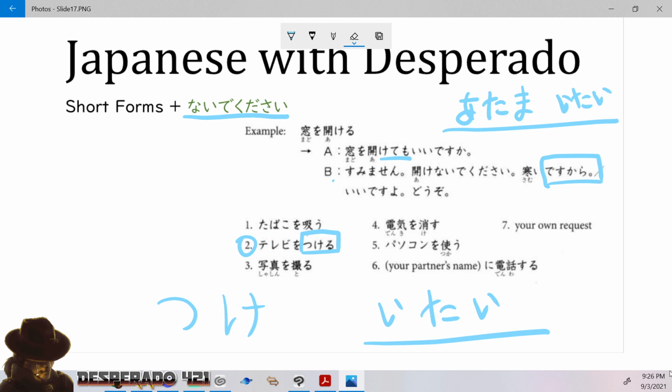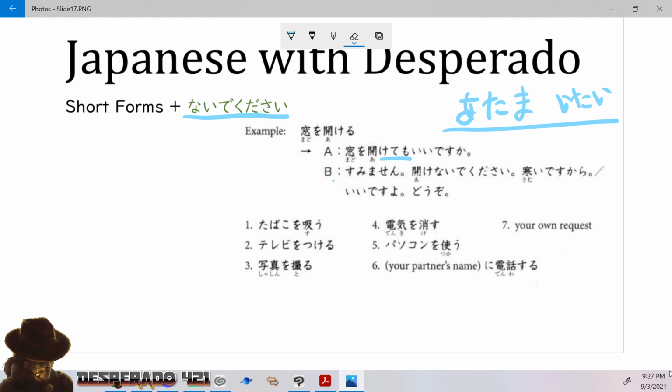So sumimasen, tsukenai de kudasai. Atama itai desu kara. Very good. Fantastic. Yay! Now that's accurate. Good job. All right, let's move on to the next one here.